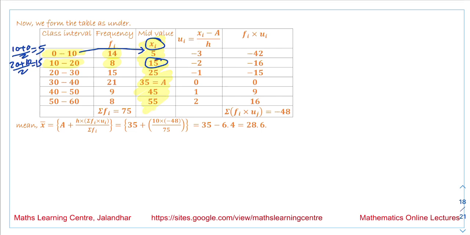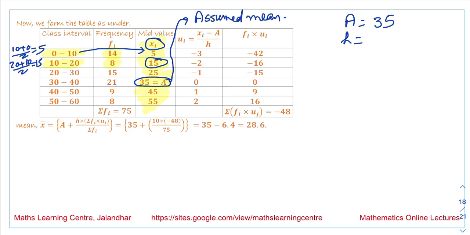The mid value here, we are assuming a is equal to 35. Suppose this is the assumed mean. You can also consider 25 here. It is up to you which number you want to assume as the mean. So we have the value of a as 35. The value of h we have seen, the class interval here, is 10. So we calculate the value of ui using the formula xi minus a over h.